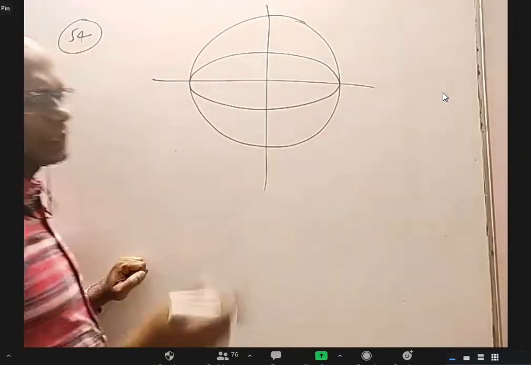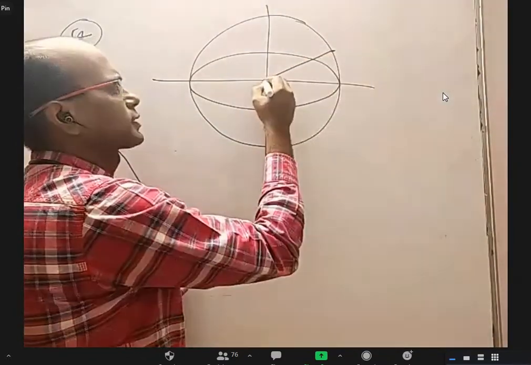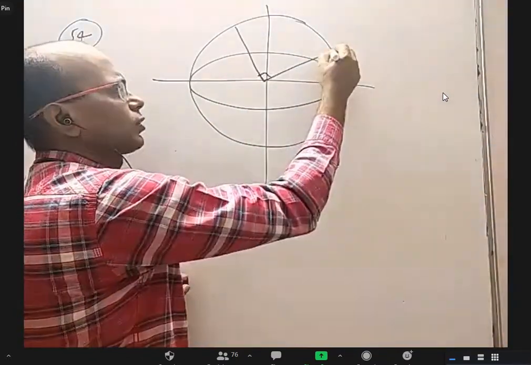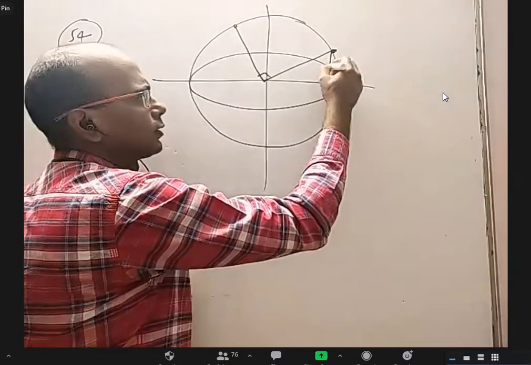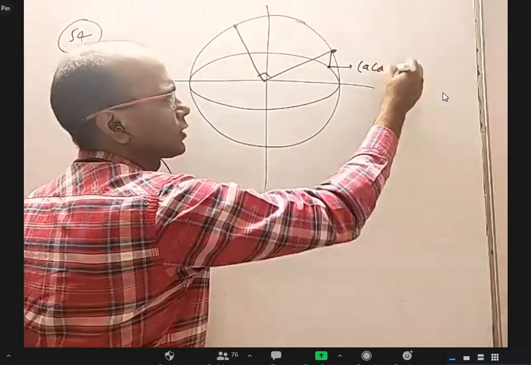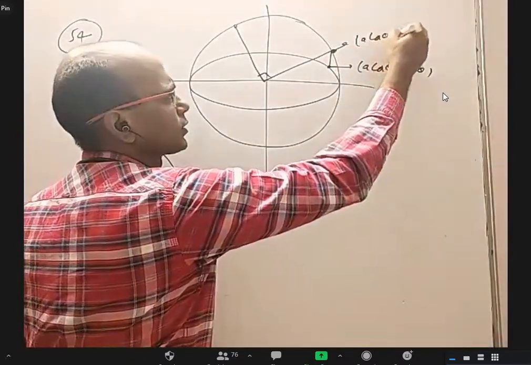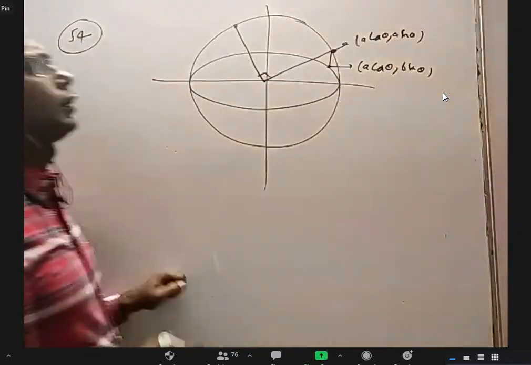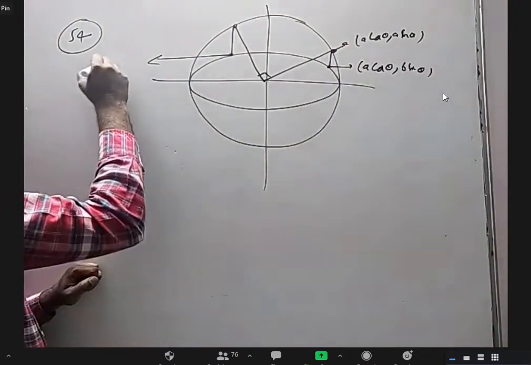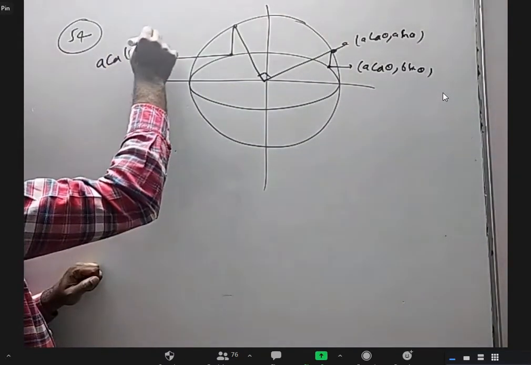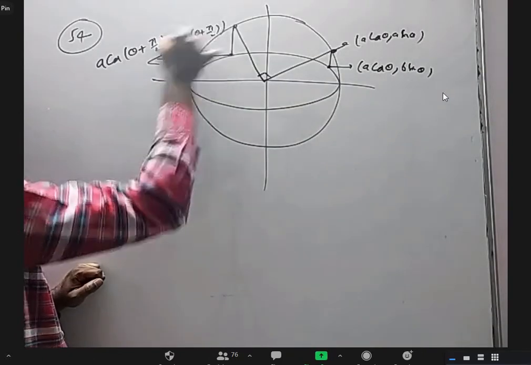What is theta and theta plus pi by 2? You take 2 points on the circle where this angle is 90 on the auxiliary circle. It's not important to explain all these things. You just take this point as a cos theta comma b sin theta. On the auxiliary circle, it is a cos theta comma a sin theta. If I take this point here, that is a cos of theta plus pi by 2 comma b sin of theta plus pi by 2.